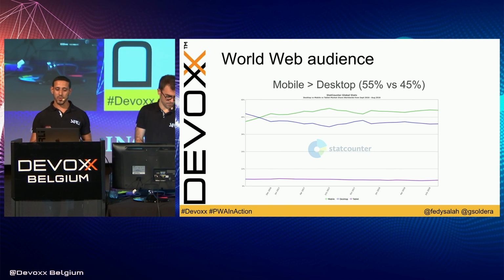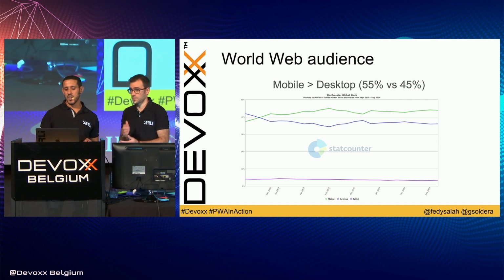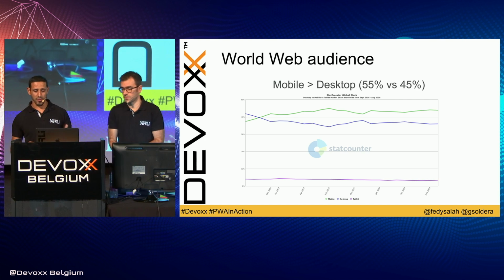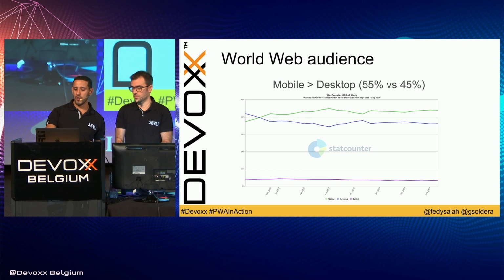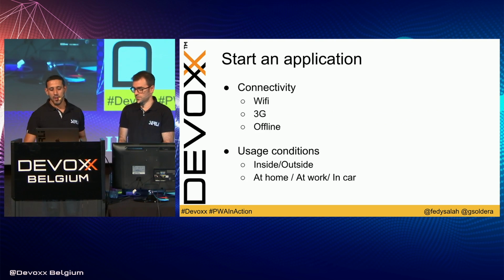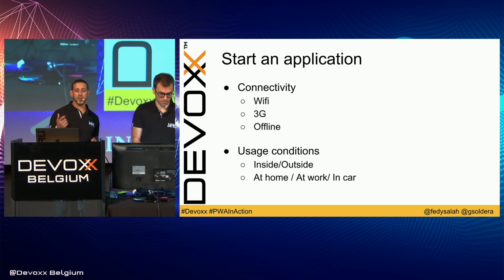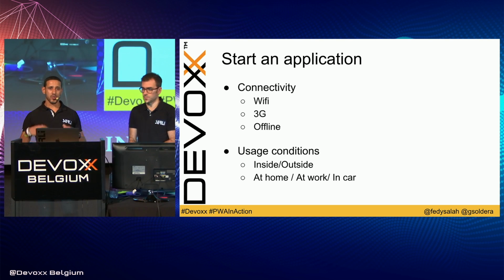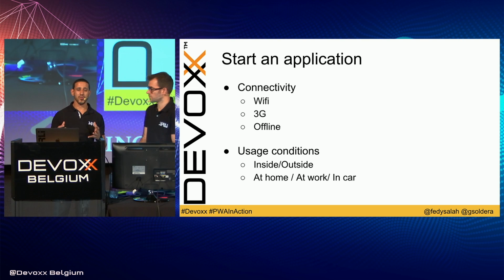For example, this chart will show us how people reach the web, and we see that people visit the web more on a mobile device than on a desktop.